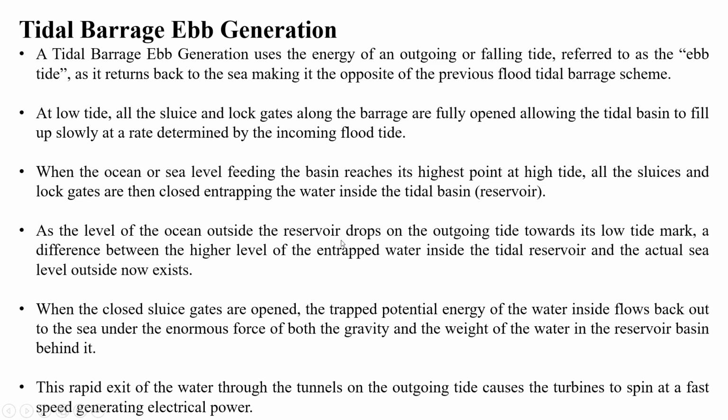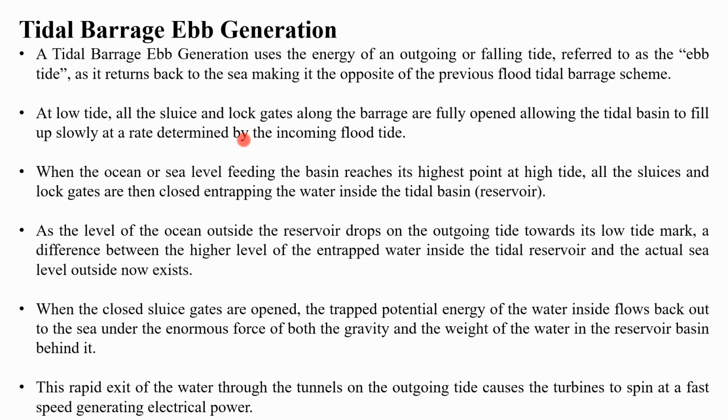So next we'll see what ebb generation is. Ebb is nothing but the falling of the tide. A tidal barrage ebb generation uses the energy of an outgoing, falling tide, referred to as the ebb, as it returns back to the sea, making it the opposite of the previous flood tidal barrage. So basically, ebb generation is possible from an existing tide. When you have a tide that is leaving the seashore, from that we'll be able to generate a small amount of energy, which is called ebb generation.